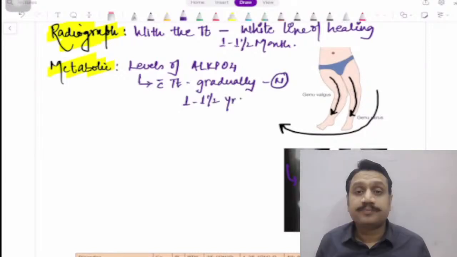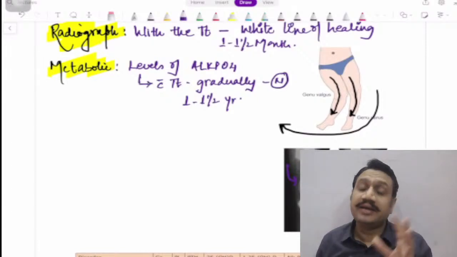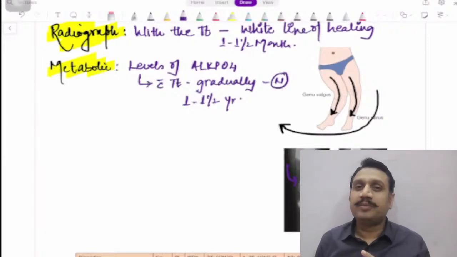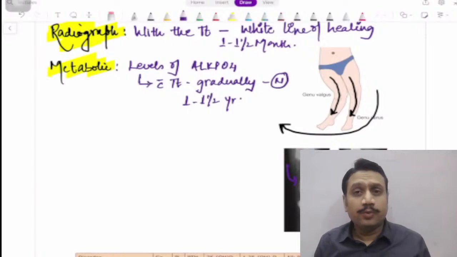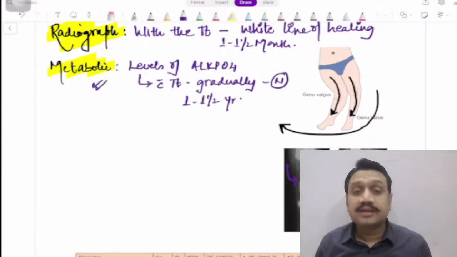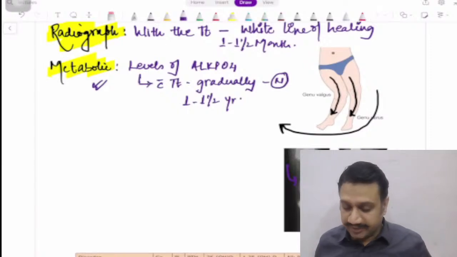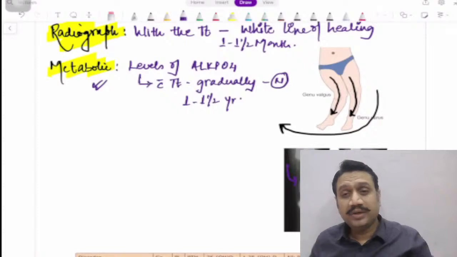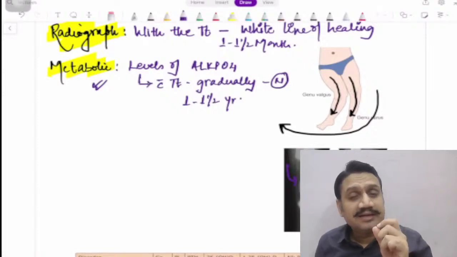So this has been a previous question in INICET or AIIMS. They asked what is the best time to operate on a child with some deformity of the legs in case of rickets: when you have a radiographic correction or the metabolic correction? It is always and always the metabolic correction. So remember that. Rachitic patients have to be operated surgically when metabolic correction has been achieved, that is, alkaline phosphatase levels become normal.